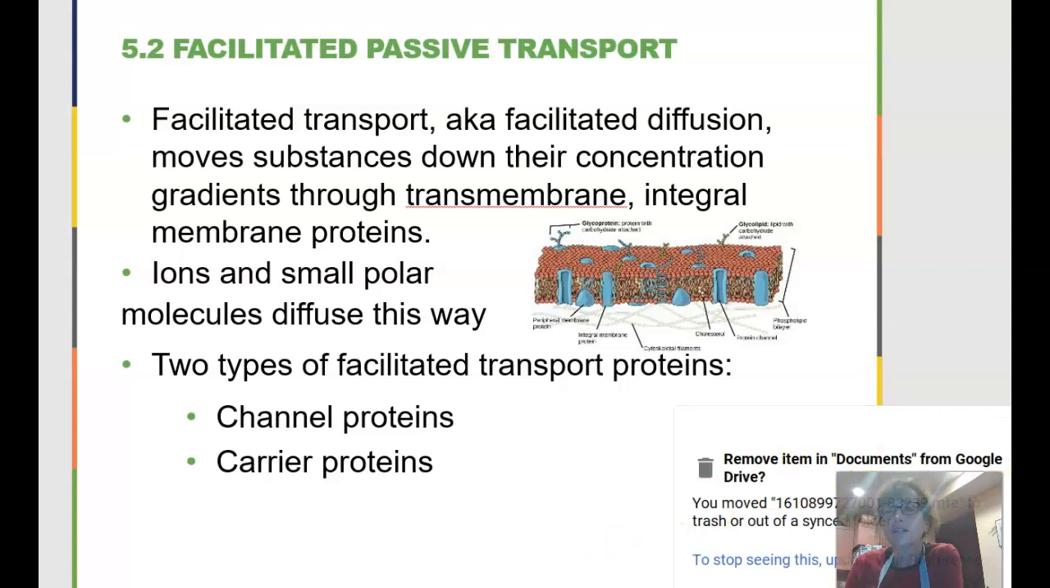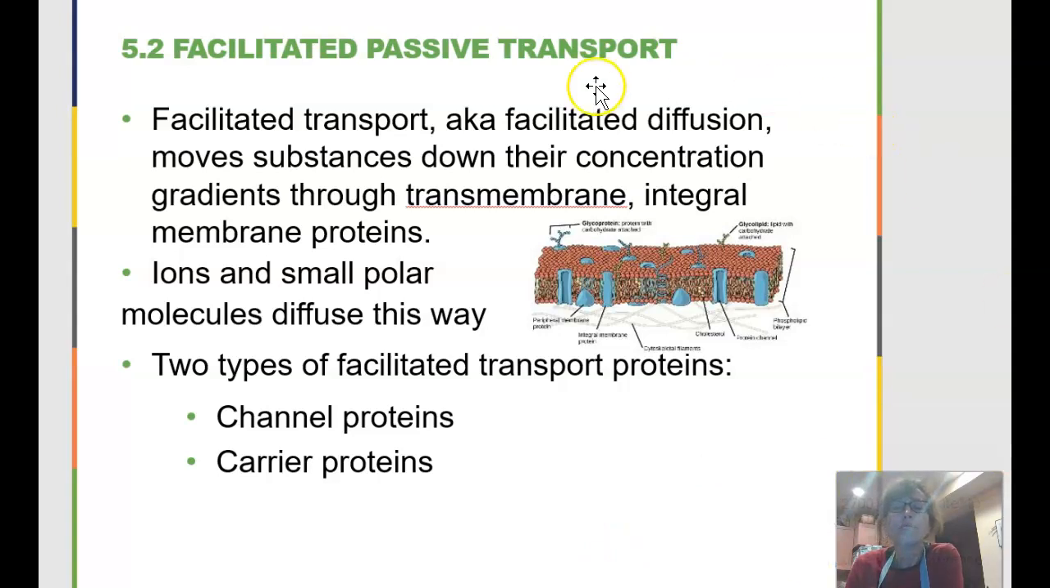Facilitated diffusion is the passing, still passively, not using energy, of materials through the membrane, but they are going to pass through something that helps them. In this case, it'd be some kind of a channel. The proteins we looked at earlier, the transmembrane integral membrane proteins that span the entire membrane, some of them are channel proteins. It's kind of like a little slide that allows something to pass through without having to contact that lipid bilayer at all.